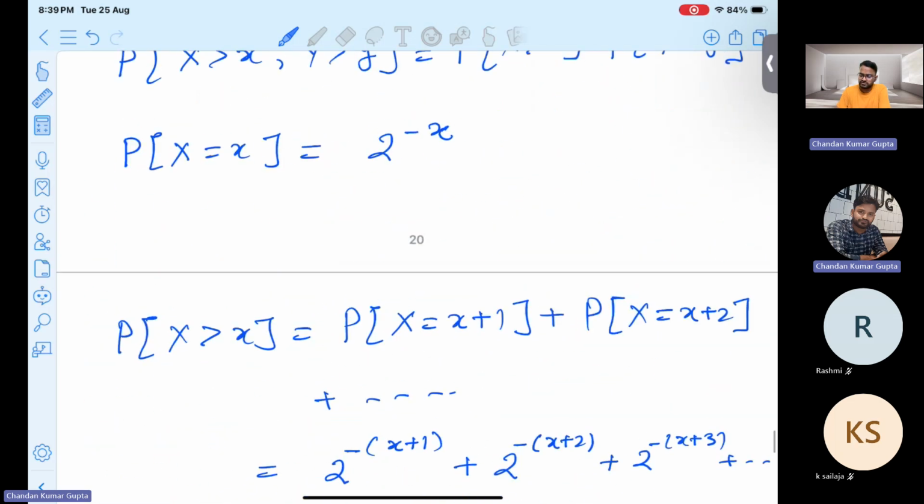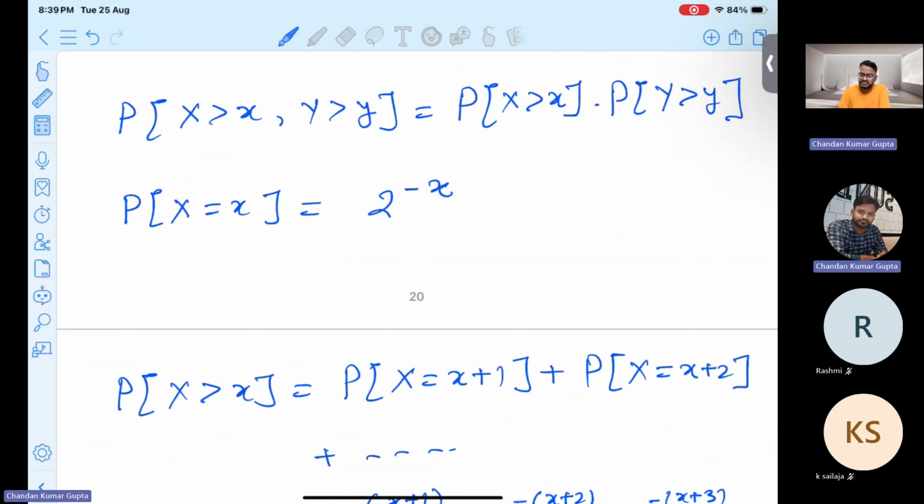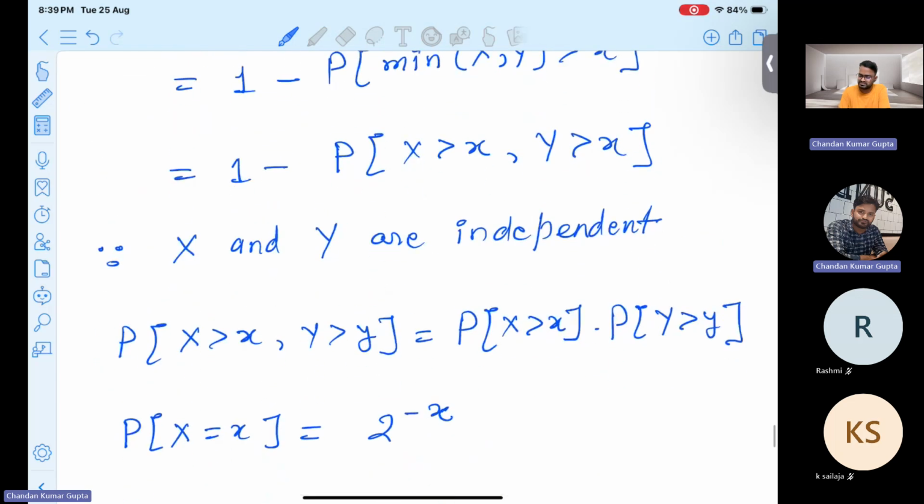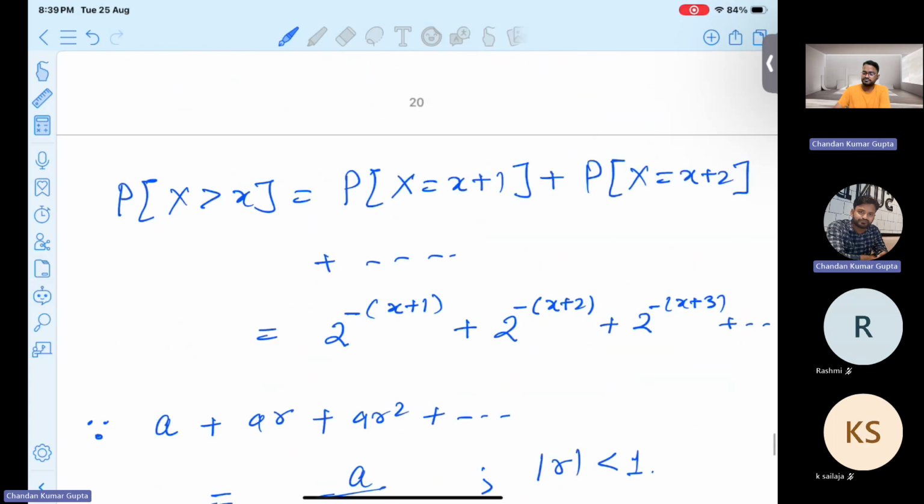Now, what do we need to find? We need to find this: X is greater than x, Y is greater than x. I have written Y greater than y, but it should be written Y is greater than x here. Okay.